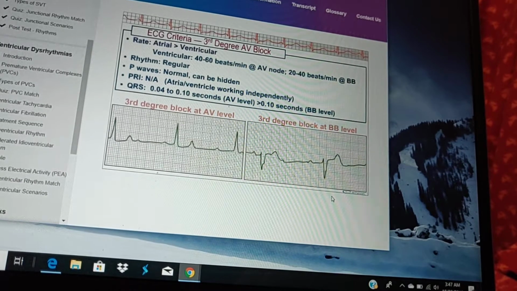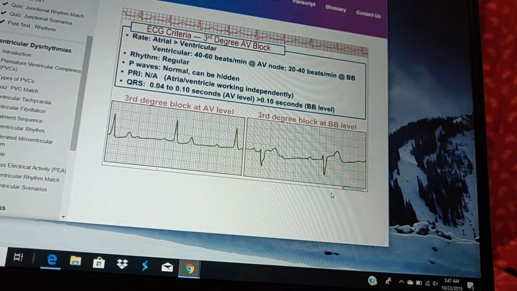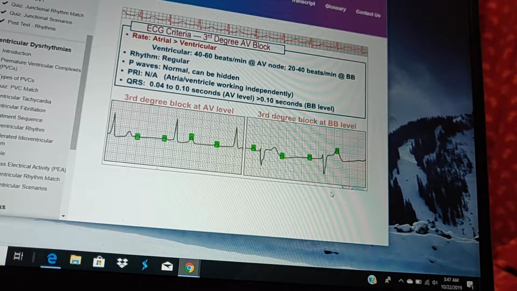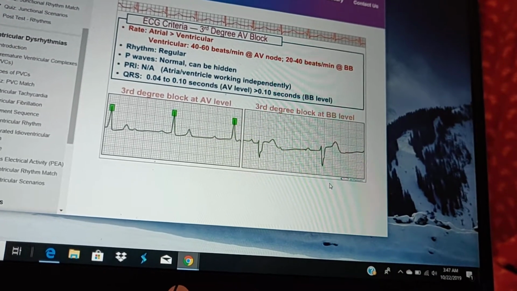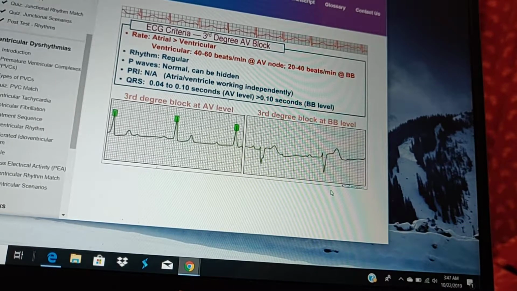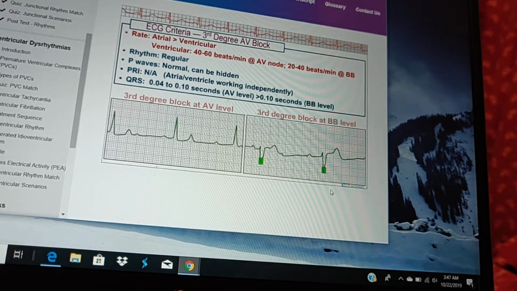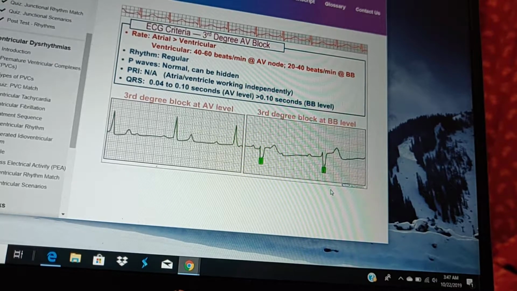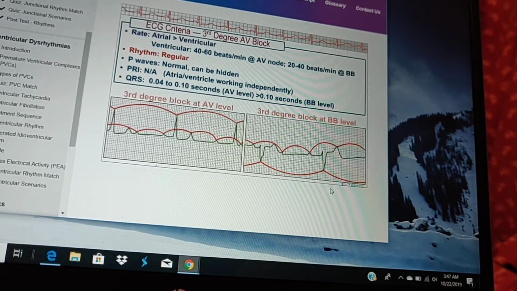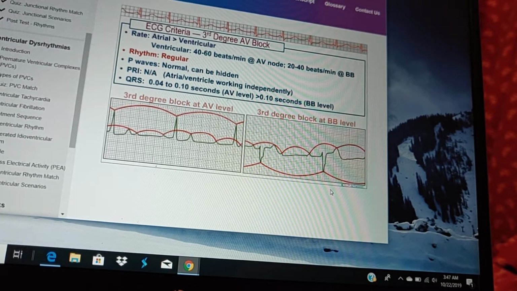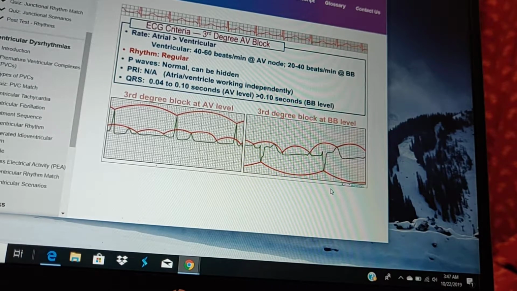The ECG criteria for a third-degree heart block is as follows. Rate: the atrial rate is greater than the ventricular rate. The ventricular rate is 40 to 60 beats per minute if blocked at the AV node, and 20 to 40 beats per minute if blocked at the bundle branches. Rhythm: regular atrial rhythm, although some P waves may be hidden. Ventricular rhythm is also regular.